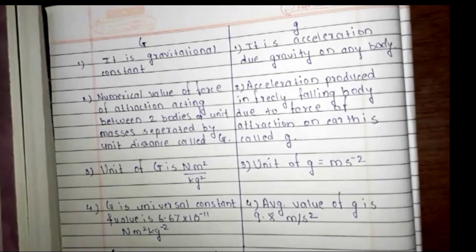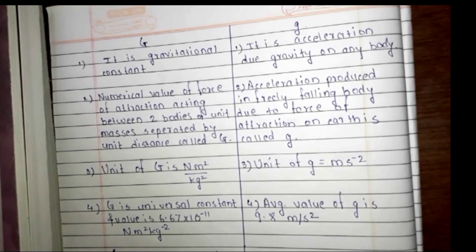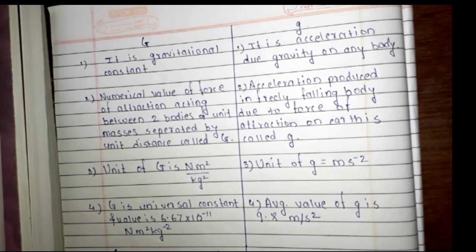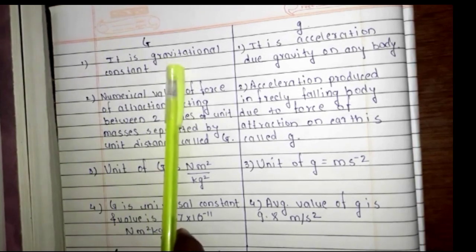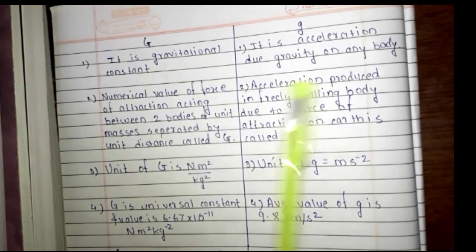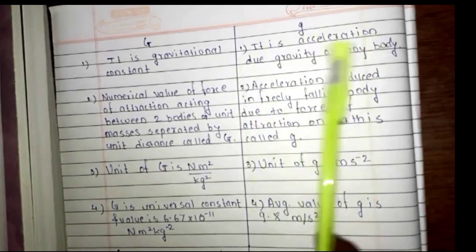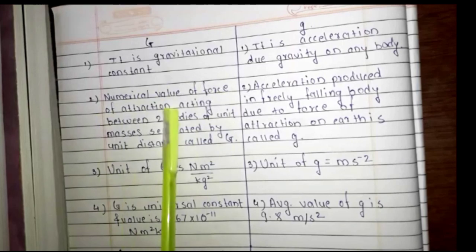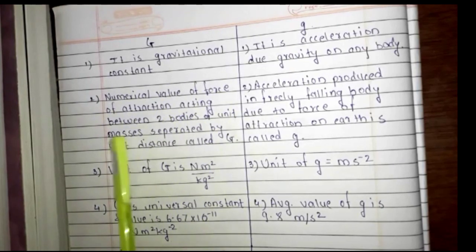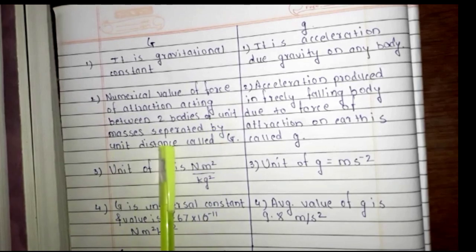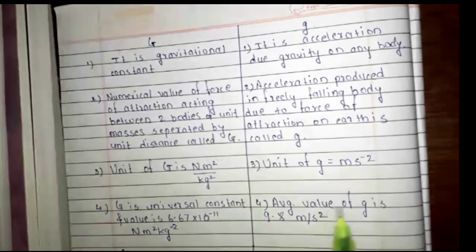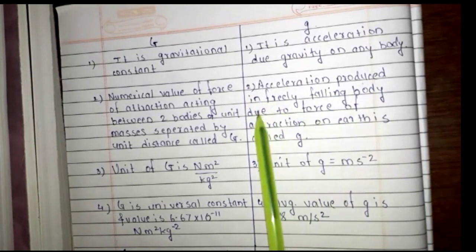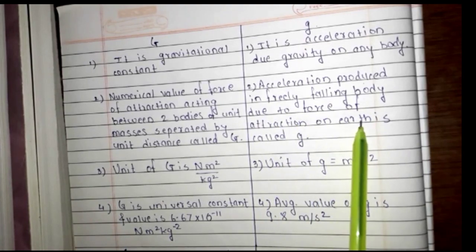And at last we will see the difference between capital G and small g, that is, gravitational constant and acceleration due to gravity. So the first difference is capital G is the universal gravitational constant and small g is acceleration due to gravity on any body. Then the second difference is the numerical value of force of attraction acting between two bodies of unit masses separated by unit distance is called capital G, and small g is the acceleration produced in a freely falling body due to the force of attraction of the earth.